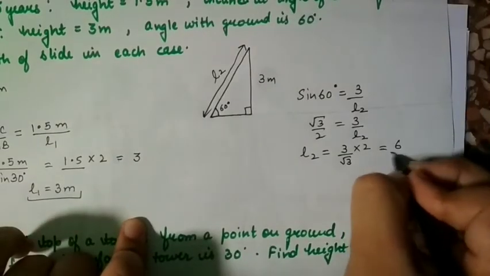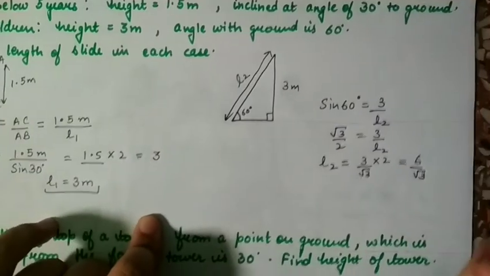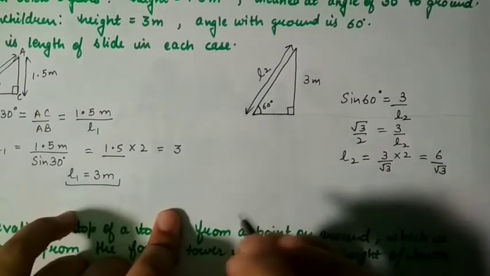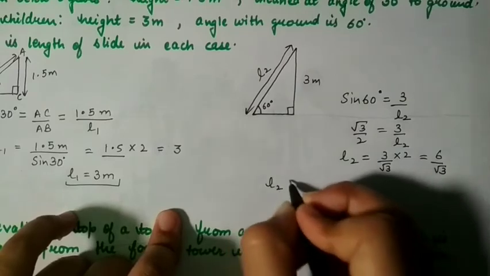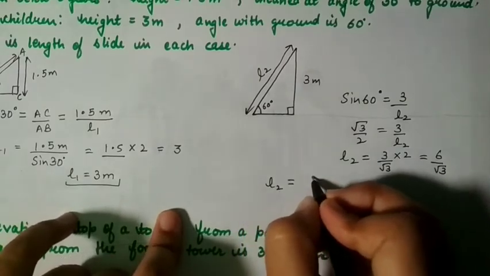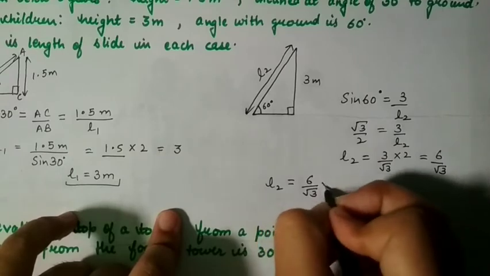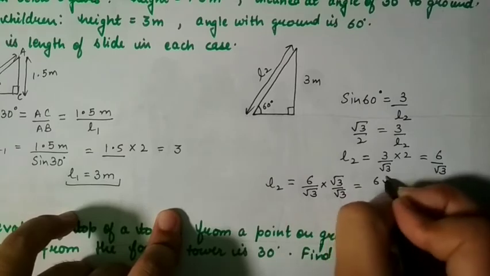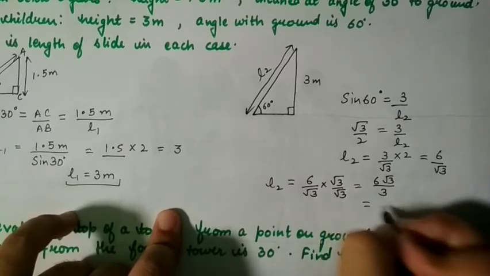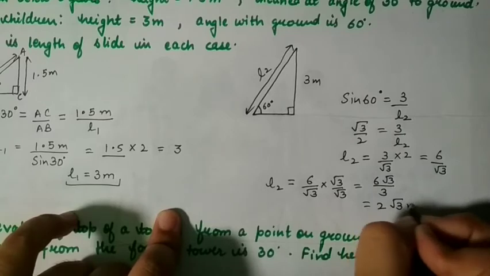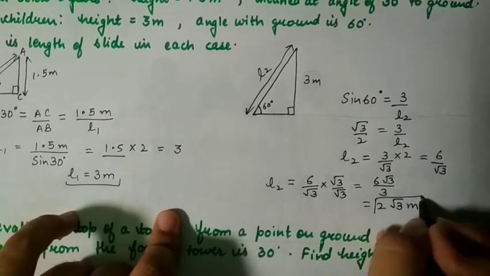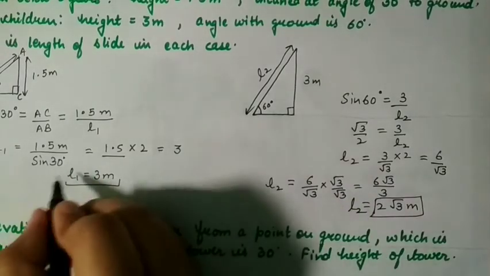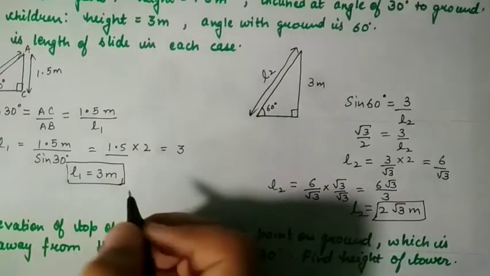It means 6 upon root 3. Now we should never leave the under root term in denominator. So in order to remove the under root term from denominator, we rationalize the number. So 6 root 3, we will rationalize it and we will get 6 root 3 upon 3, that is 2 root 3 meters. So length of the second slide, L2, is 2 root 3 meters. So now these are our answers, L1 and L2.